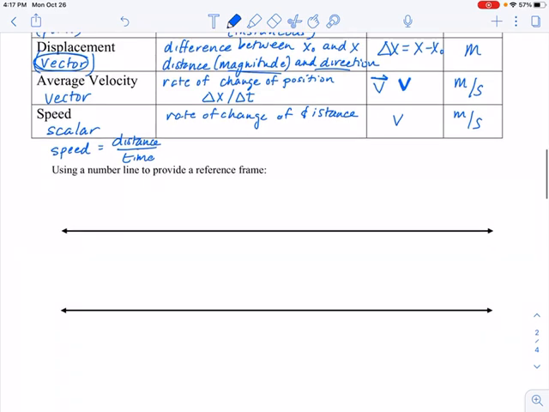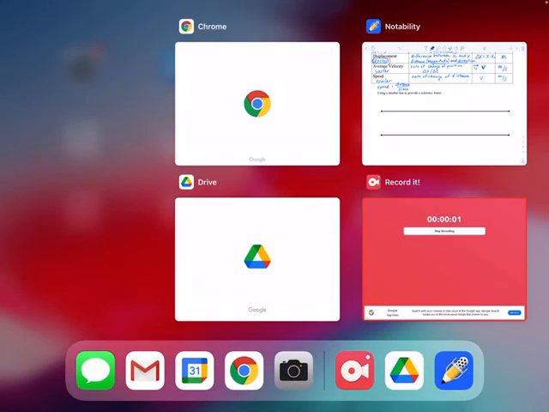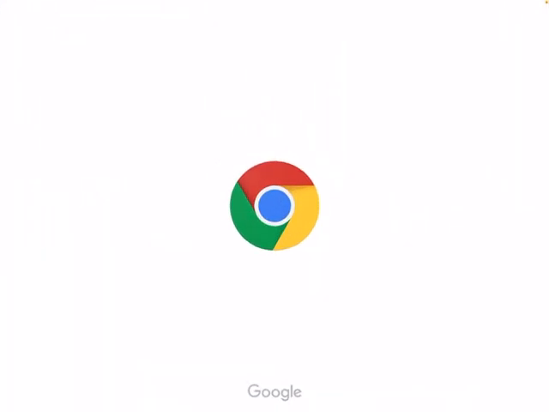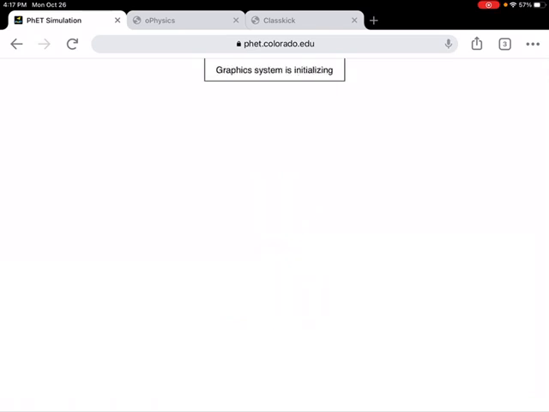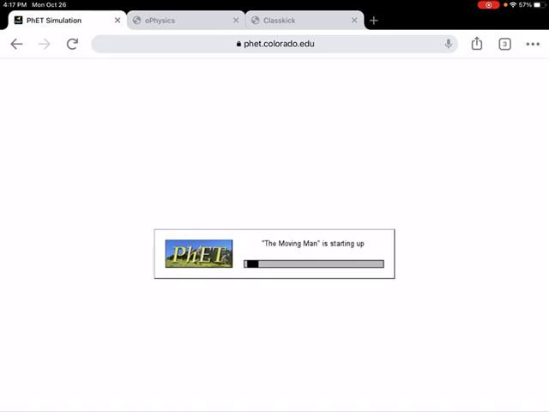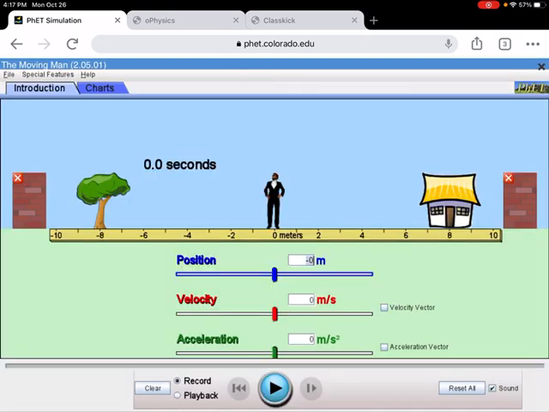Okay, so I'm going to do a little example here. I'm going to look at a simulation from a site called PHET. This is phet.colorado.edu, and I encourage you to go to the site on your own device. This particular simulation I'm about to look at is quite old. It was written in Java, but fortunately some smart programmers wrote a conversion program called Chirp, and it's converting the Java into something that the iPad can read.